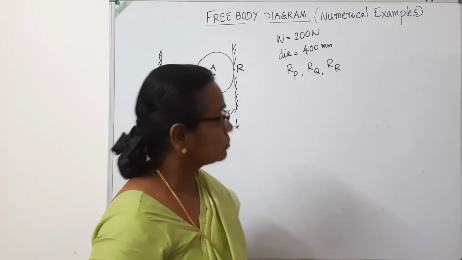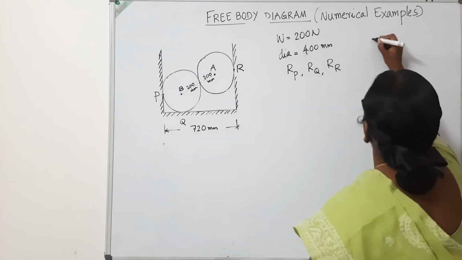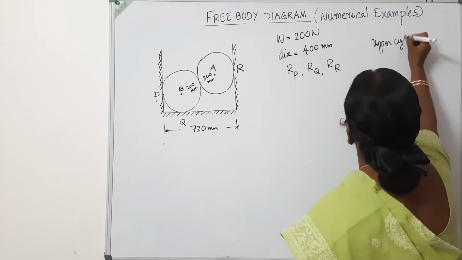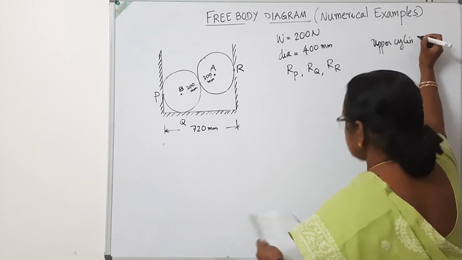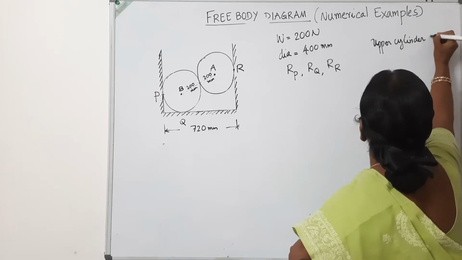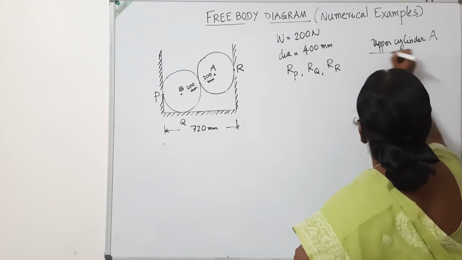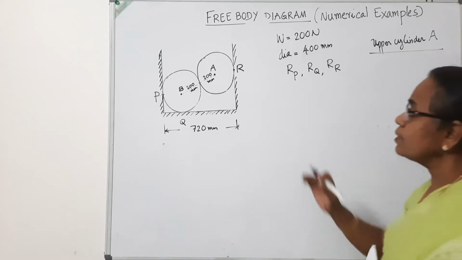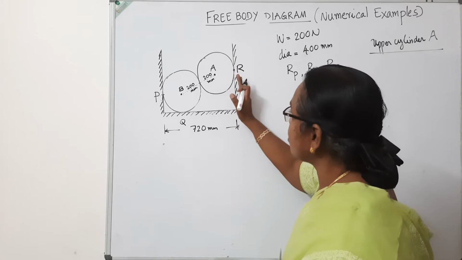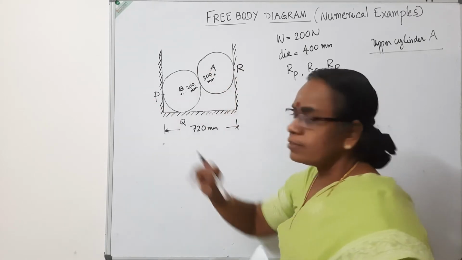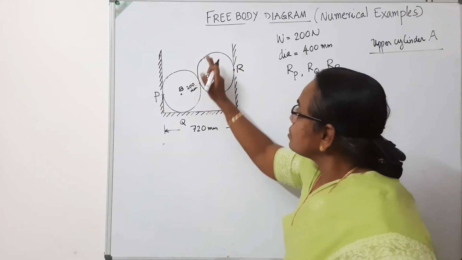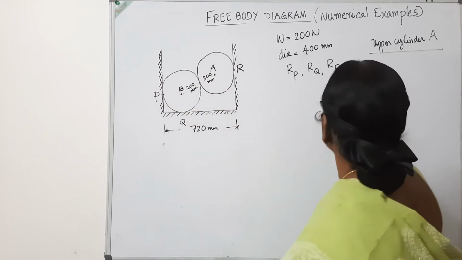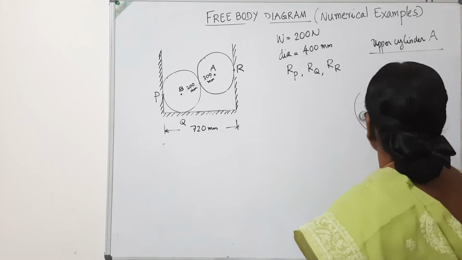Consider the upper cylinder or upper sphere. Here two cylinders in the question, means upper cylinder A. You have to draw the free body diagram. In order to draw the free body diagram, it should be freed from this contact surface and it should be freed from this ball. We have to remove this ball as well as this surface. So draw the circle.